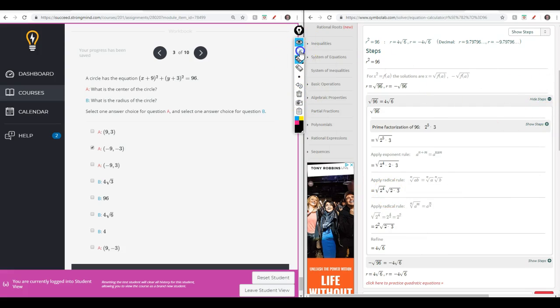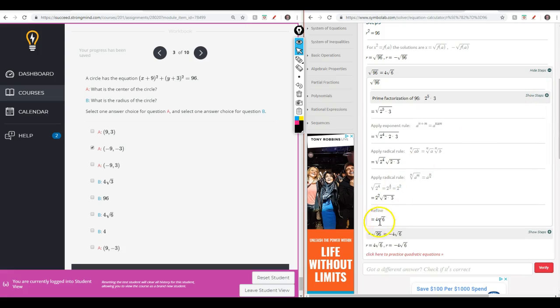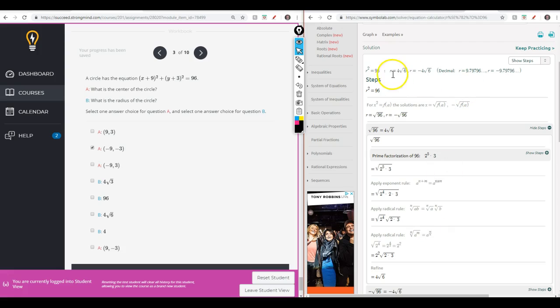So that's how they ended up with 4 square roots of 6. So our radius, notice though that it also says negative 4 square roots of 6. So I'm going to have to decide is the radius going to be a positive 4 square roots of 6 or a negative 4 square roots of 6? So in other words, is it positive 9.79 or negative 9.79 units? And since radius is a distance, distance is positive. So it's going to be that positive 4 square roots of 6.